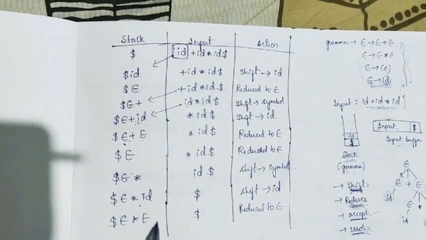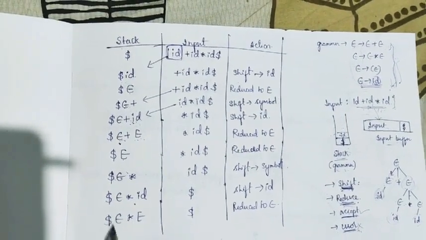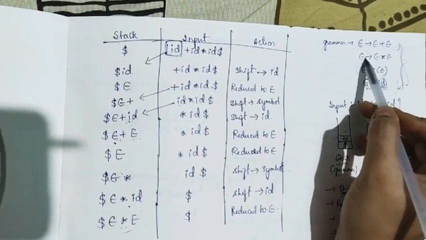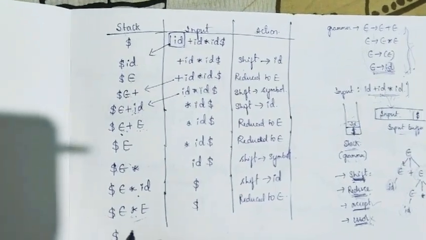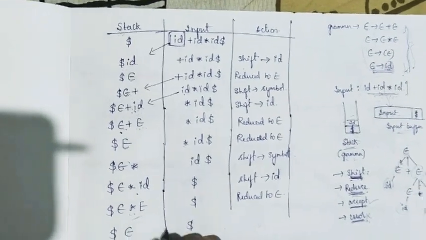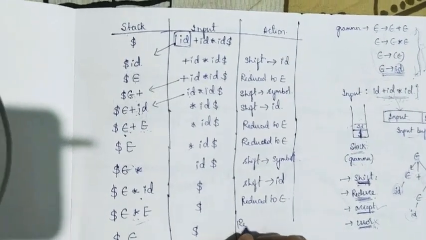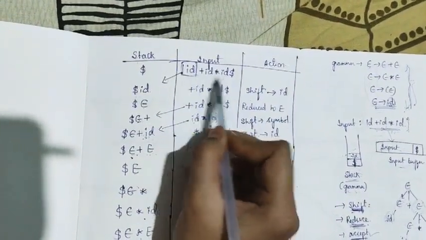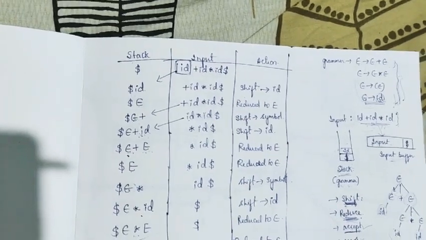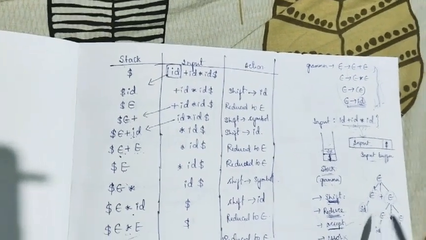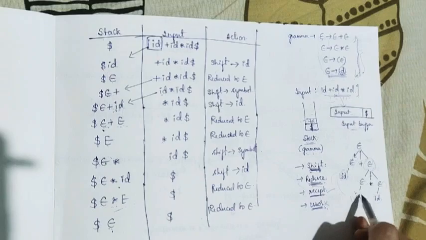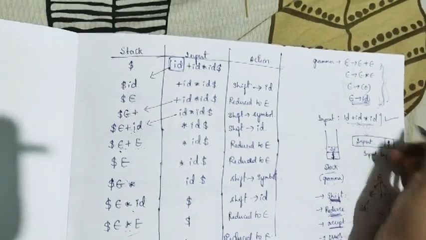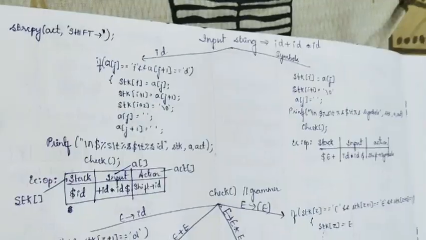After this there is nothing more to shift, so we will see if this can be reduced further. You can see here we have E star E which produces E. So this can be reduced further, and again we have reduced to E. So using the input that was given, we could finally go back to the start symbol using this parser. Hence this input string will be accepted.